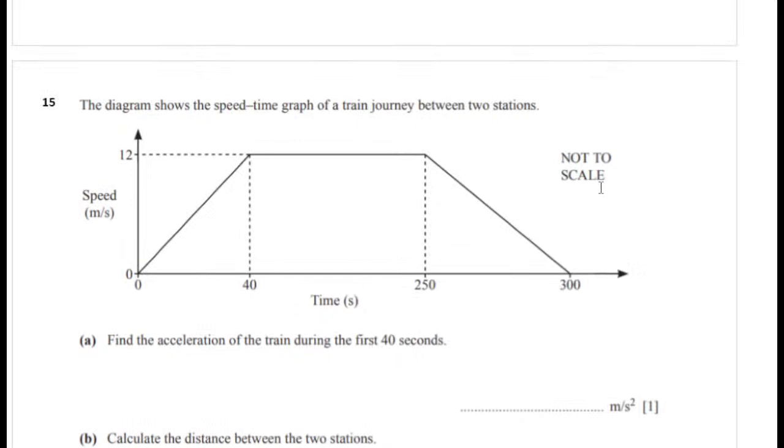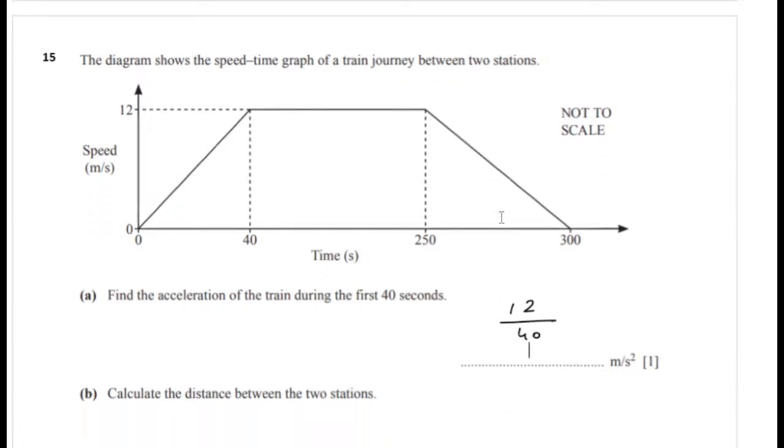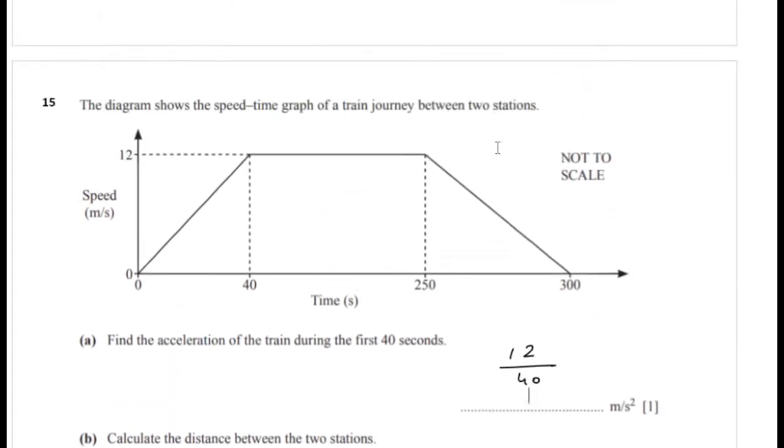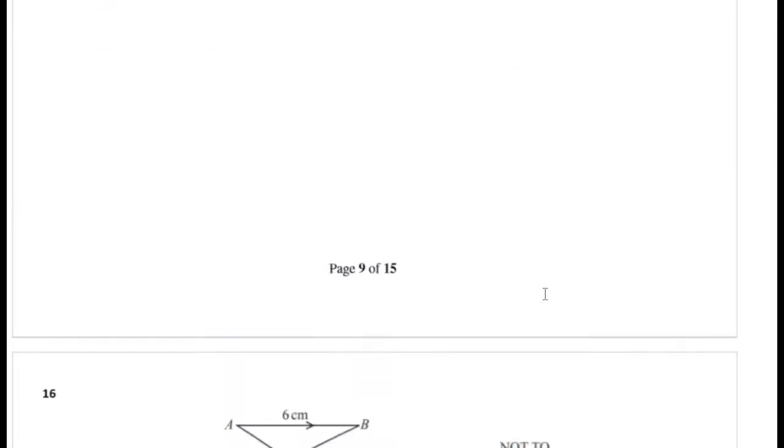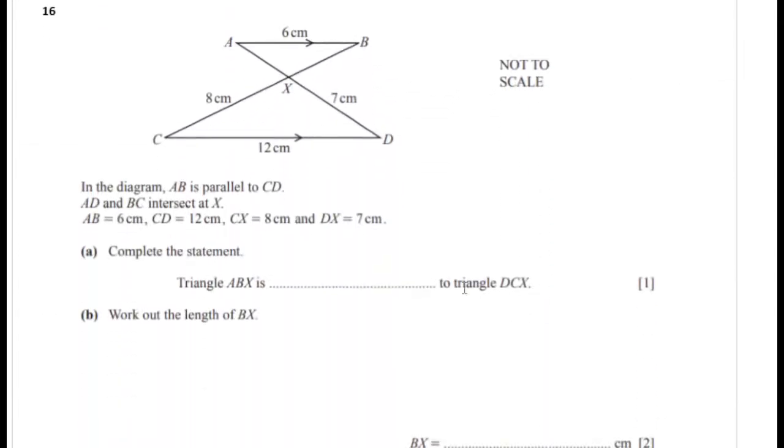Okay, acceleration is simple. During the first 40 seconds, the acceleration is change in speed, that is 12, divided by change in time, that is 40. Okay, calculate the distance between the two stations. Now you have to find the distance, that means you have to find this whole area. Okay, so simple question.